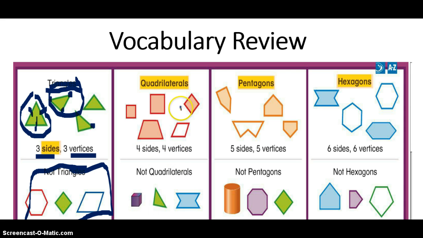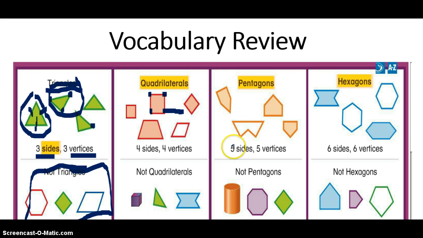So a quadrilateral can be a trapezoid, it could be a square, it could be a parallelogram. It can be any shape that has 4 sides and 4 vertices. So I can see here that yes, this shape has 4 vertices. Now here are examples of non-quadrilaterals. They have either less or more than 4 sides and 4 vertices. Let's take a look at pentagons. Say pentagon after me. Pentagon.